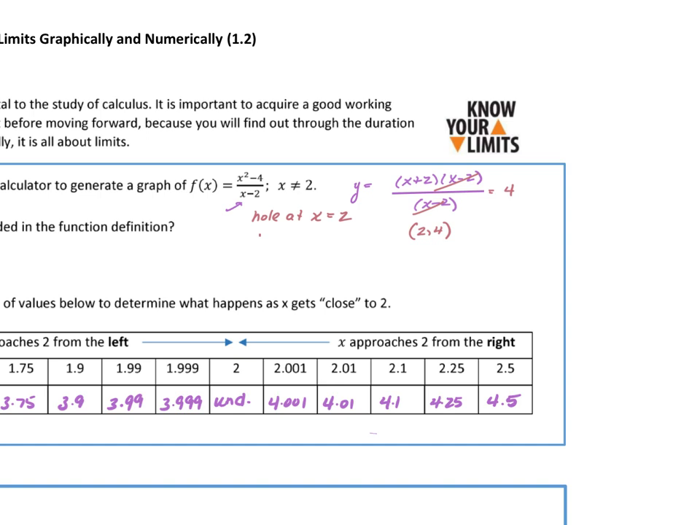So you can have x plus 2. So that's up to 2. So up 1 over 1. Now at 2, it's at 4. So it's at 4, but it's a hole. So it looks like that. Okay.